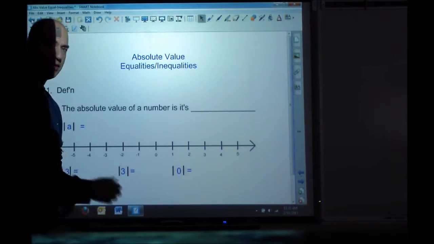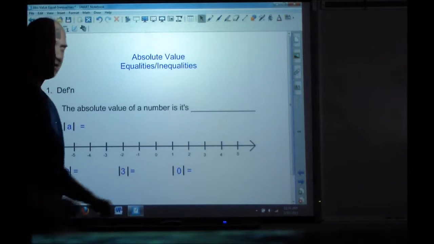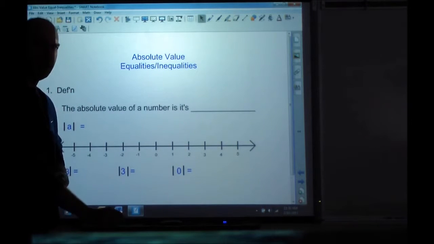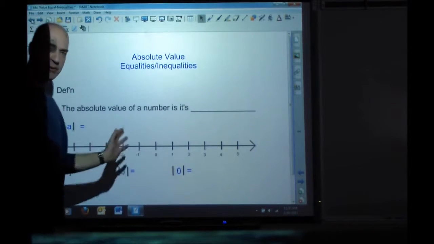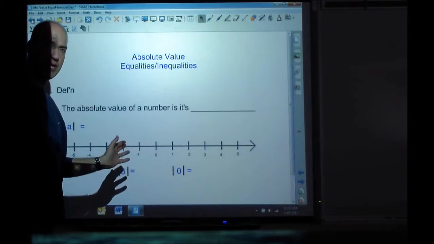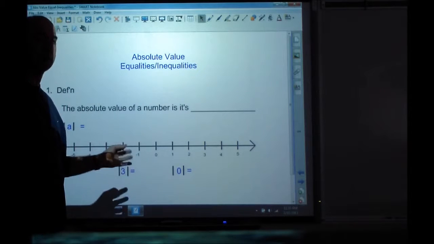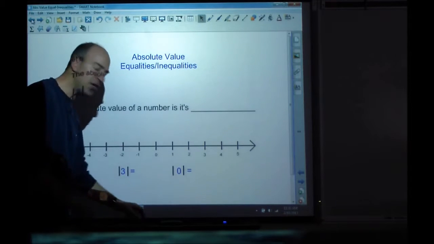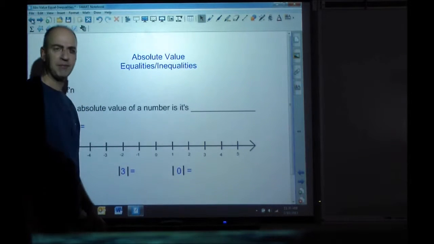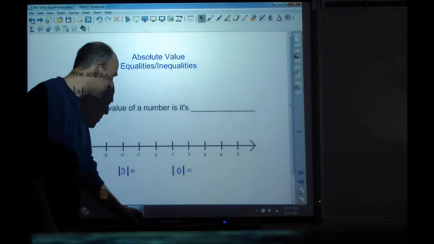More than likely this is something you may see on the grad portion of the MCA. I want to review some of the fundamentals of absolute value, what it means, and then we'll get into some problems you could see with absolute values in equations and also in inequalities. So with that said, let's get started.